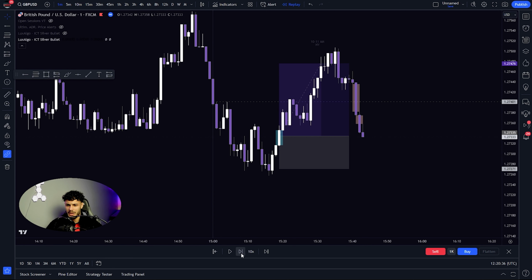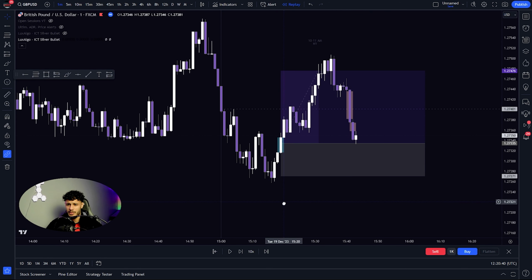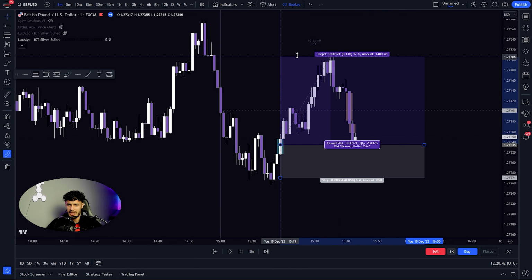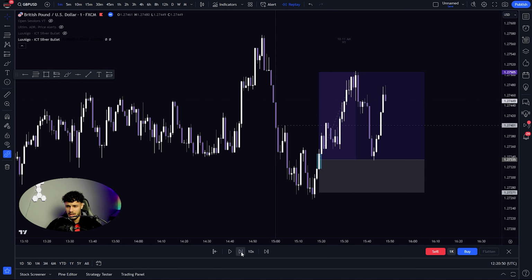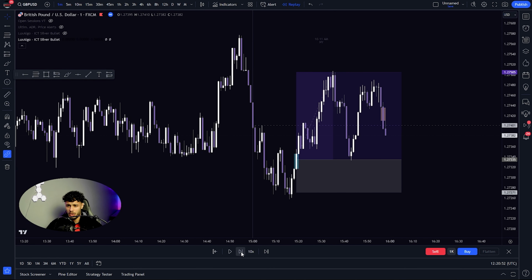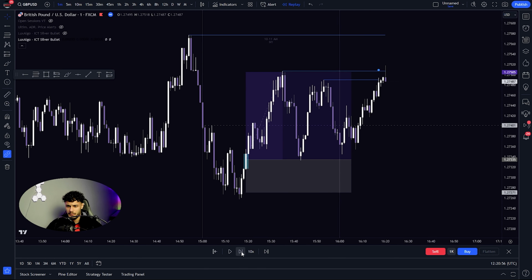I'd wait for price to tap in. Boom. Tagged into the trade. Instantly, I'm in the trade and I'm looking to buy. I could potentially target this high if I wanted to, or just 2R. For this sake, we're just going to target this high, and it's going to give us 2.6R. And as you can see, the trade worked out eventually perfectly.